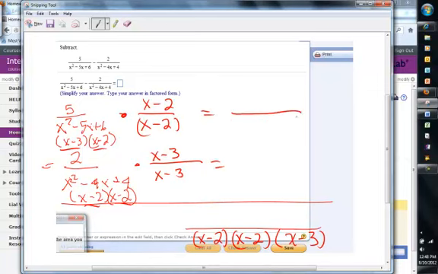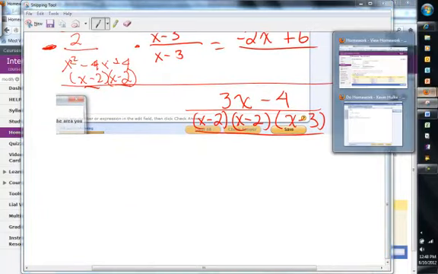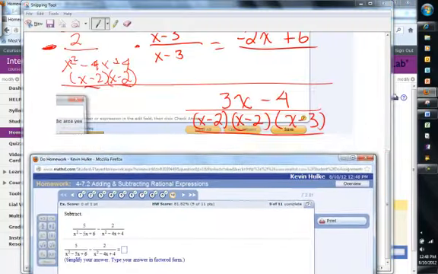Save time, don't write the denominator. 5x minus 10. Here you've got 2, oops, this is a minus, so it'll be negative 2x plus 6. Negative 2 times negative 3 is positive 6. 5x minus 2x is 3x. Negative 10 plus 2 is negative 4. Now we can't simplify that against anything in the denominator, so that will be our answer.